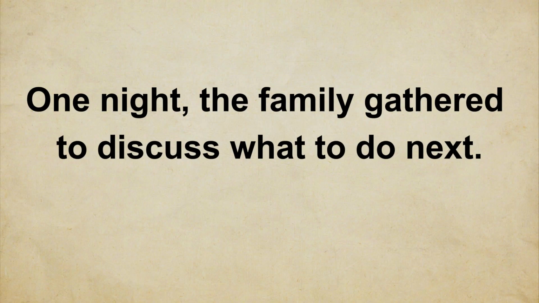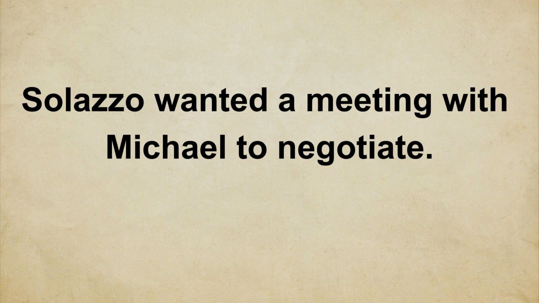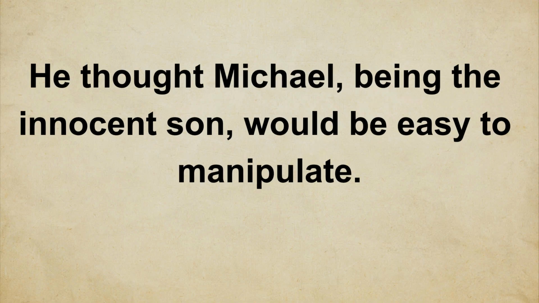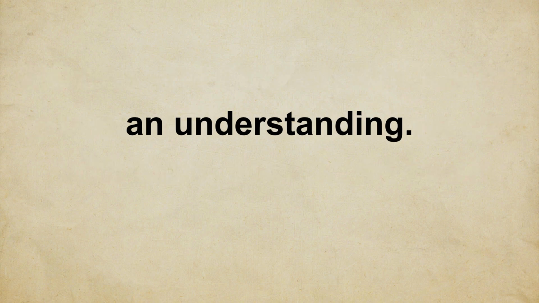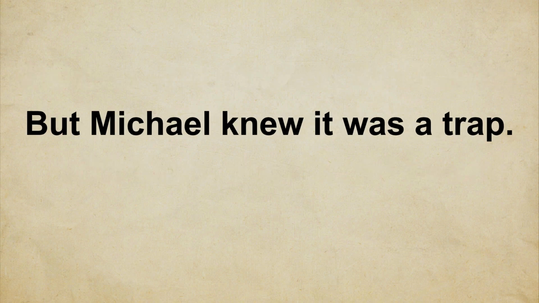One night, the family gathered to discuss what to do next. Sollazzo wanted a meeting with Michael to negotiate. He thought Michael, being the innocent son, would be easy to manipulate. Sollazzo and Captain McCluskey promised Michael that if he met with them, they could reach an understanding. But Michael knew it was a trap.